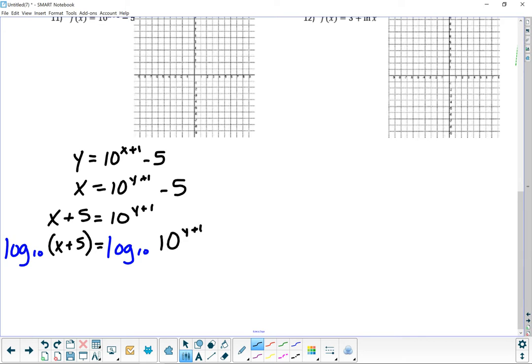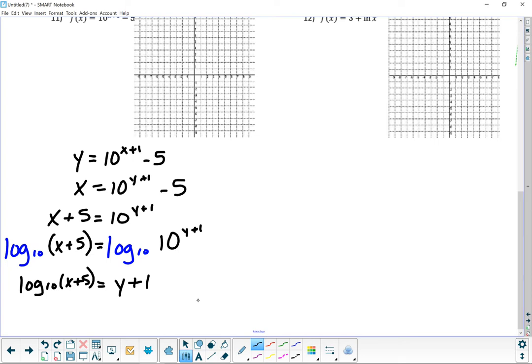Okay, and one of the properties we just learned last week was that log base a of a to a power is going to allow you to cancel out and just keep your exponent. So if we have a log base 10 of 10 to the y plus 1, that's all going to cancel out, and it's going to leave you with just y plus 1. And on the left-hand side, you can't do anything there, so we will just have a log base 10 of x plus 5. And that's all you can do.